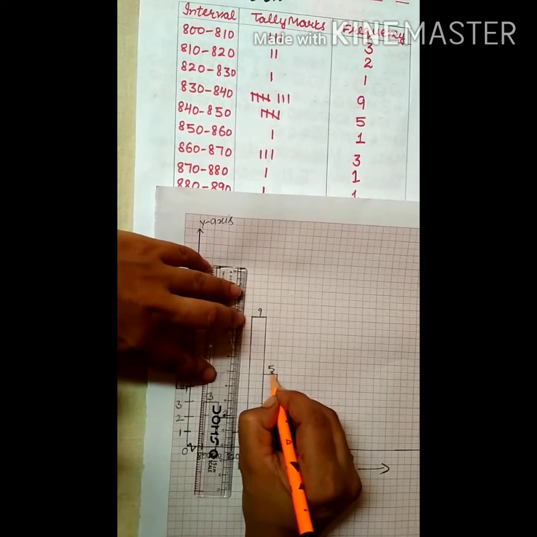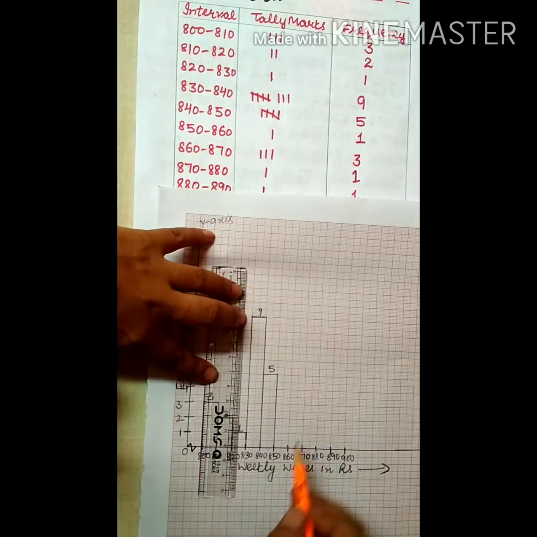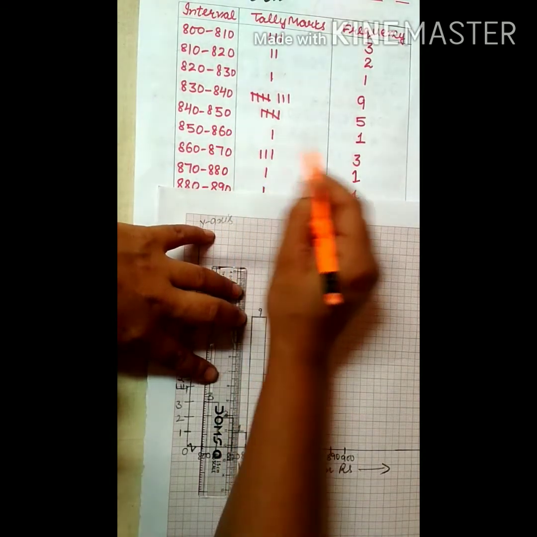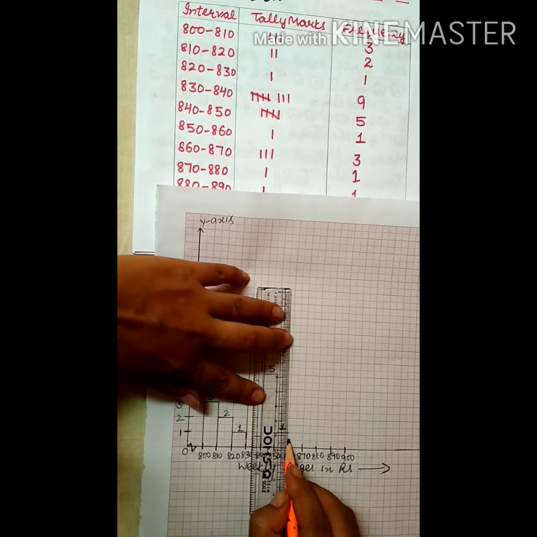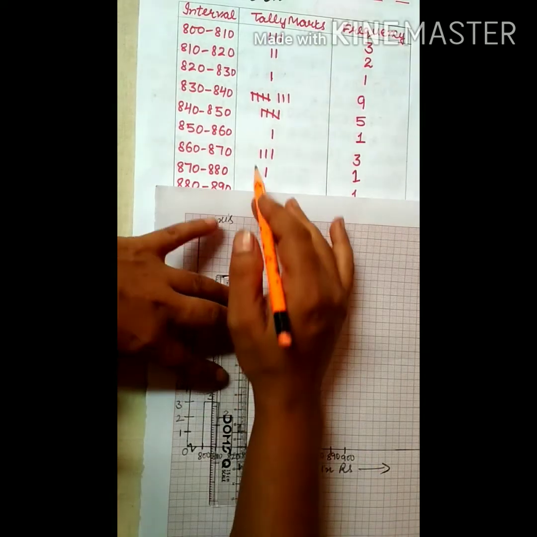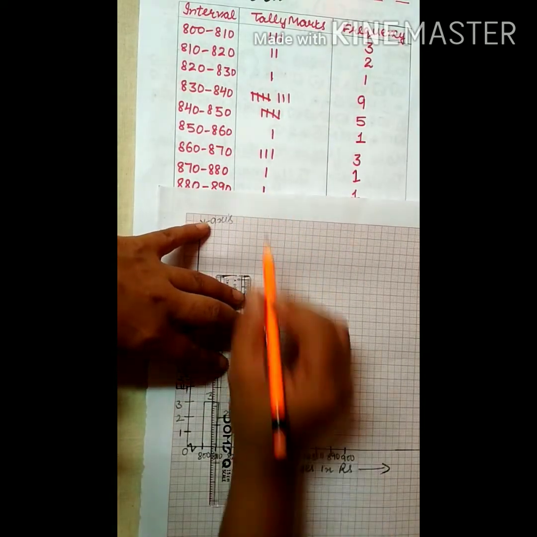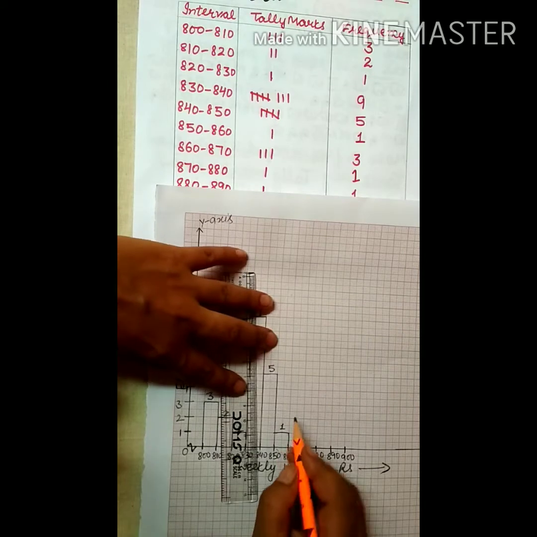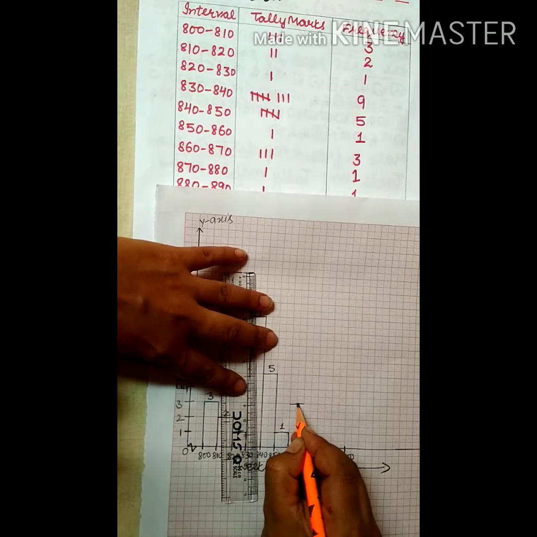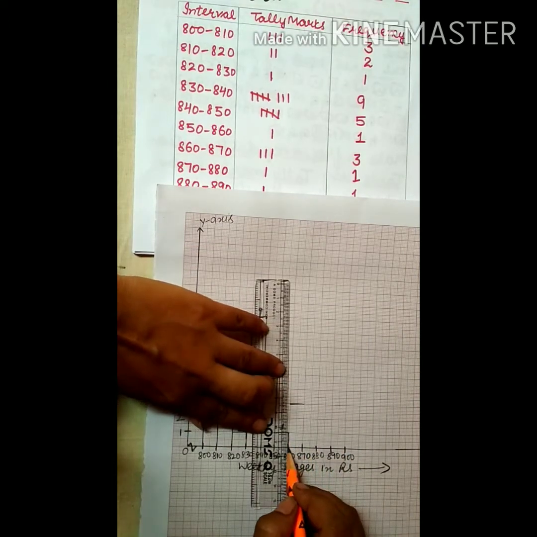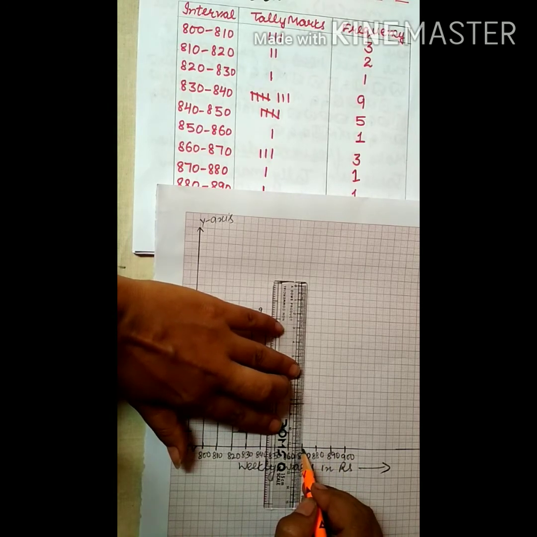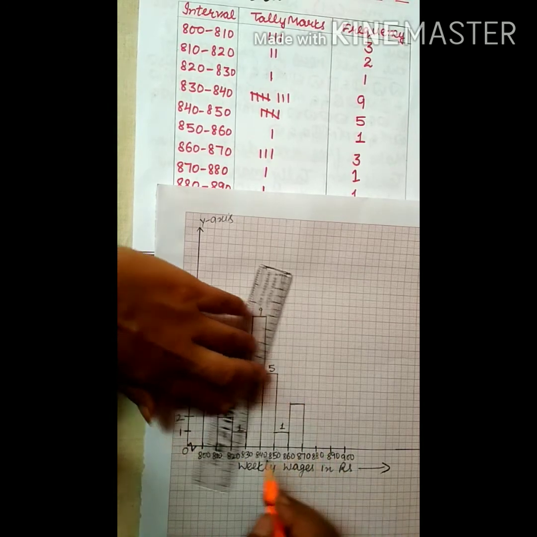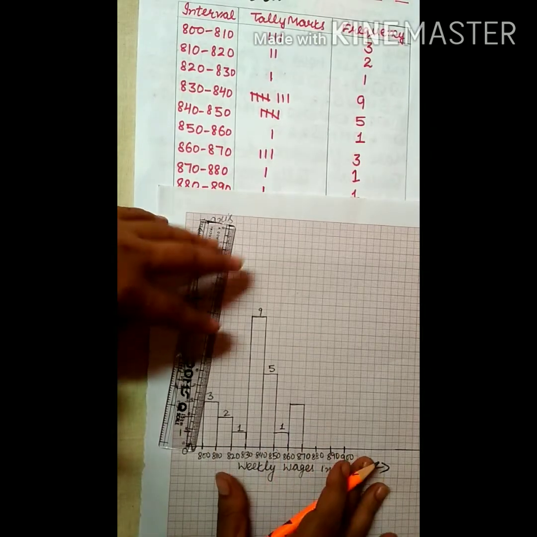I will write down 5. Then 850 to 860, there is only 1 person. So I will simply mark here 1. Then next one is 860 to 870, there are 3 persons. So I will draw for 3. In this way, there is no gap between the bars.